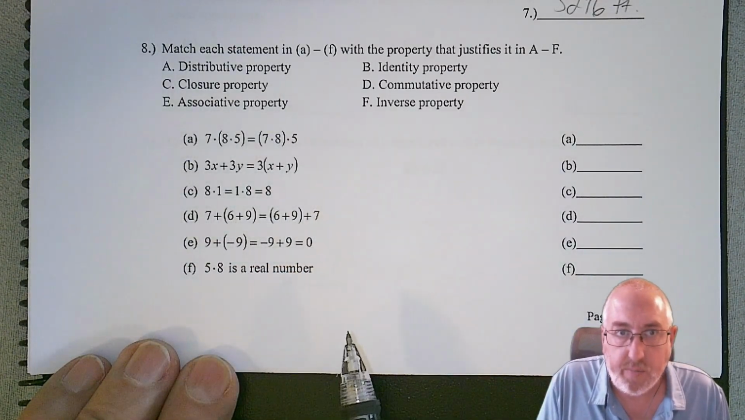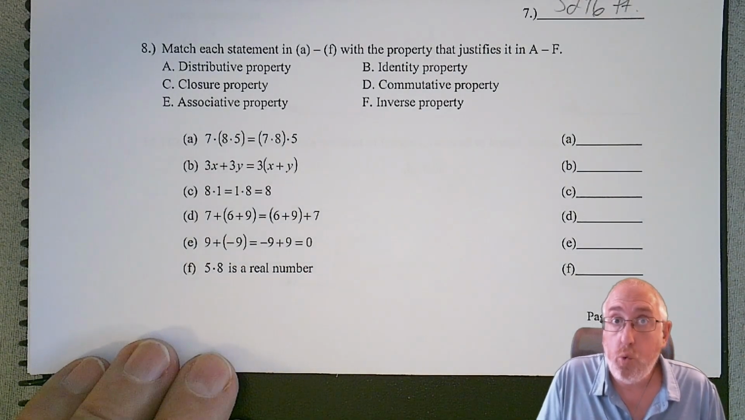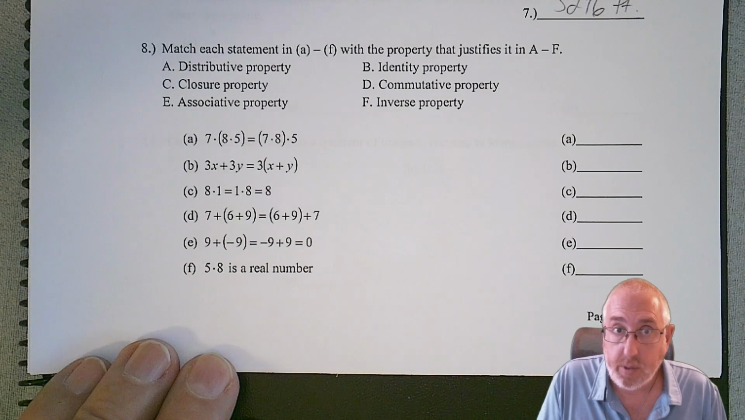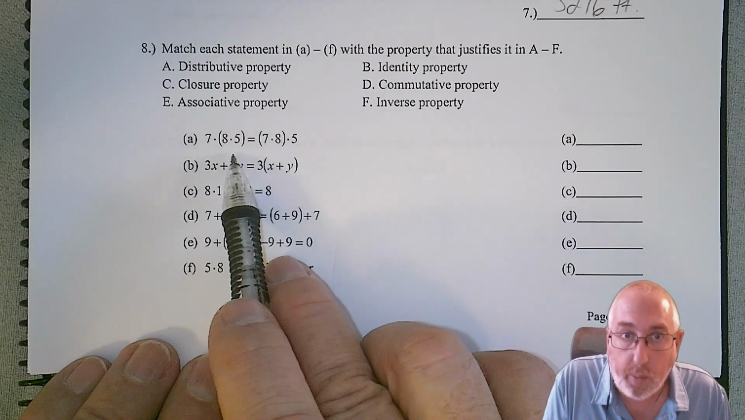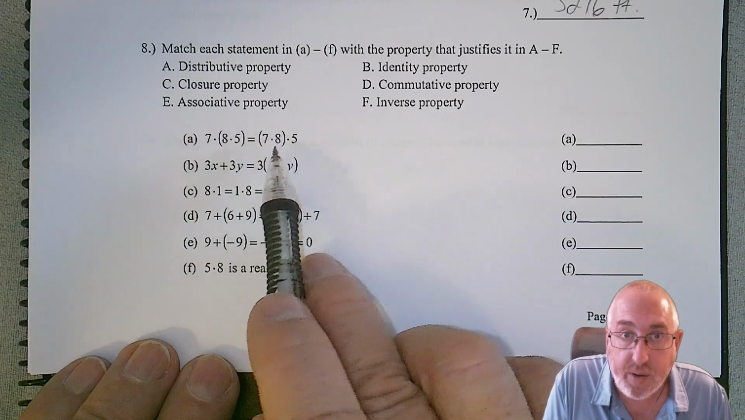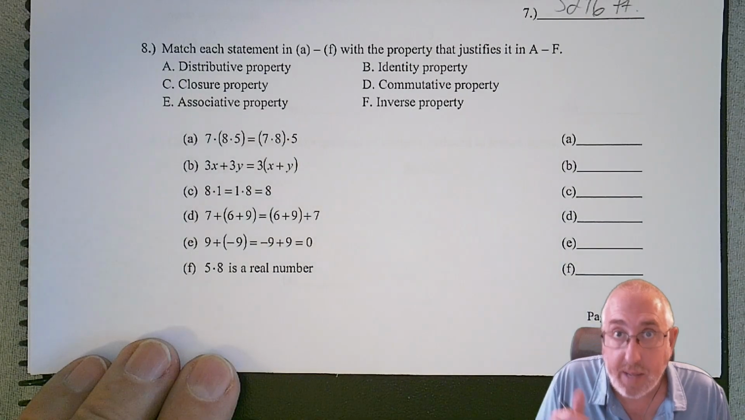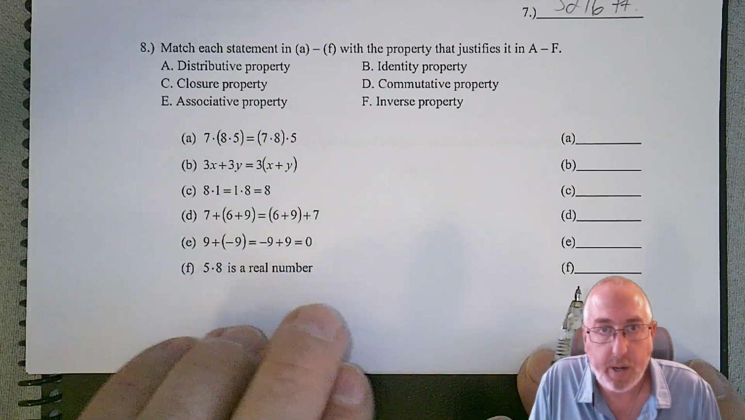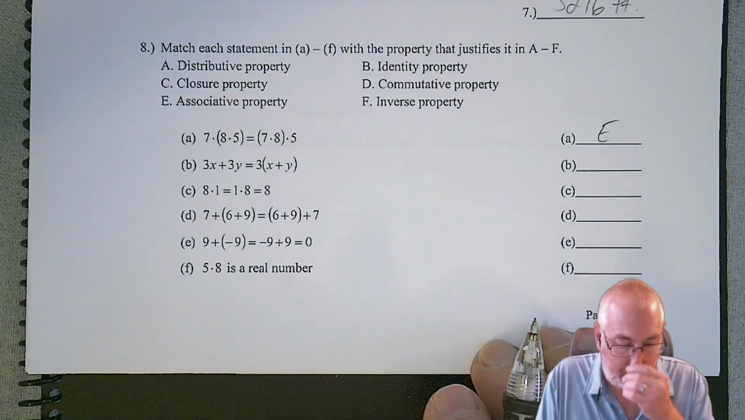What about the associative property? Well, remember, associative property moves the grouping of numbers, and we can see that's what's happening here. So the parentheses are around the second two numbers, and then they shift to around the first two numbers. The order of the numbers stayed the same. That's also very important to this property. So this would be the associative property.